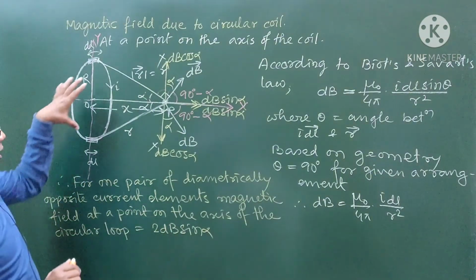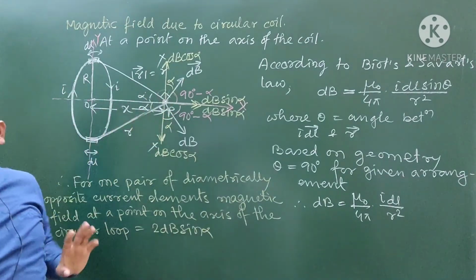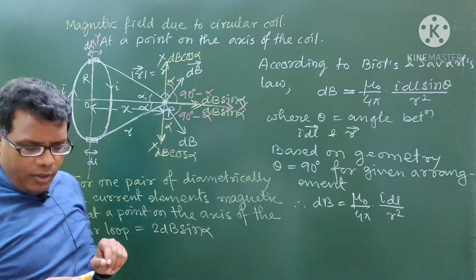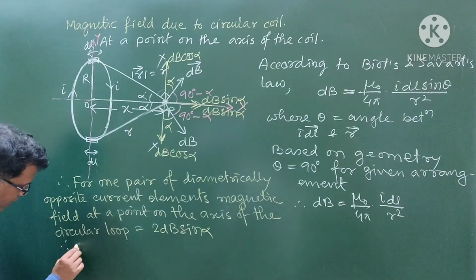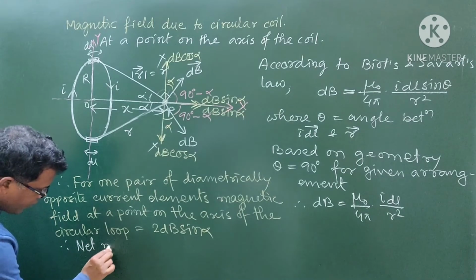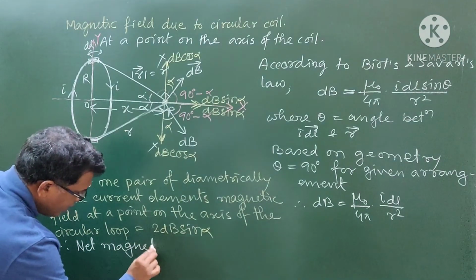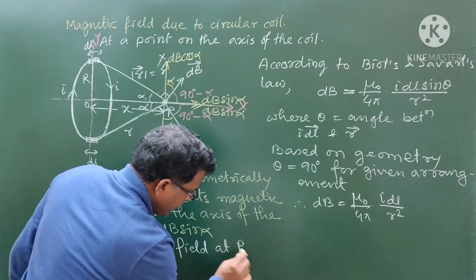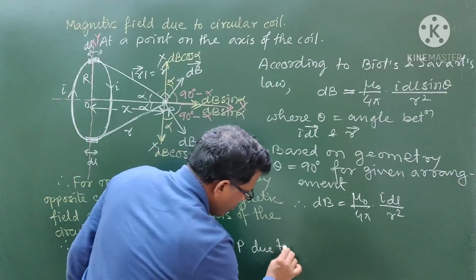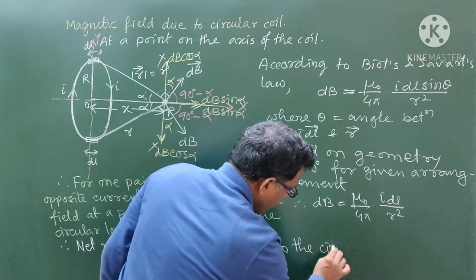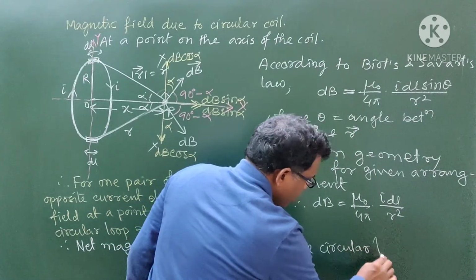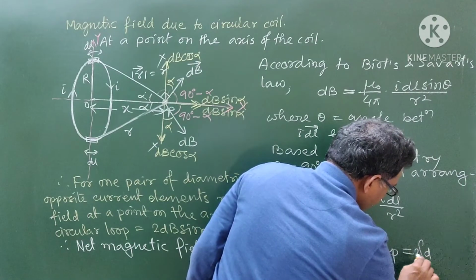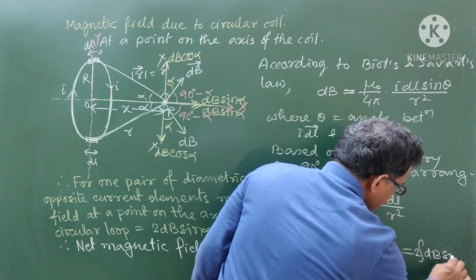So for each and every diametrically opposite pair, the same effect of 2 dB sin alpha will be observed. Got my point? Therefore the net magnetic field at P due to the entire circular loop can be obtained by integrating this 2 dB sin alpha.